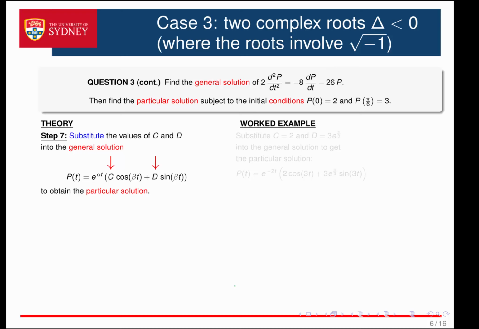Step 7. Having found values for the constants c and d, we can now write down our particular solution. Here substituting c is equal to 2 and d is equal to 3 e to the pi on 3 into our general solution, we get p of t is equal to e to the negative 2t times 2 cos of 3t plus 3 e to the pi on 3 sine of 3t.